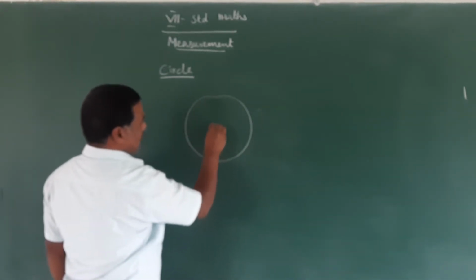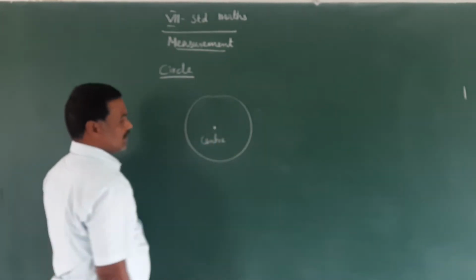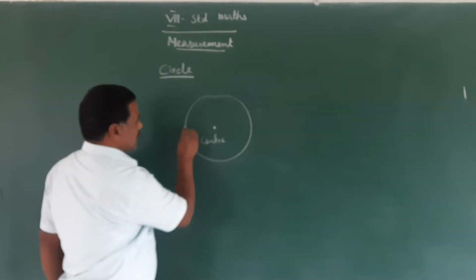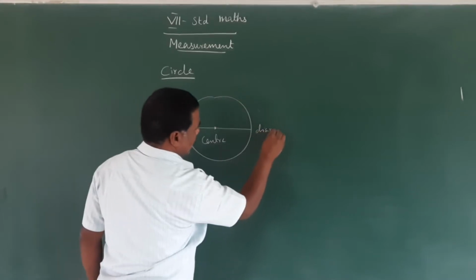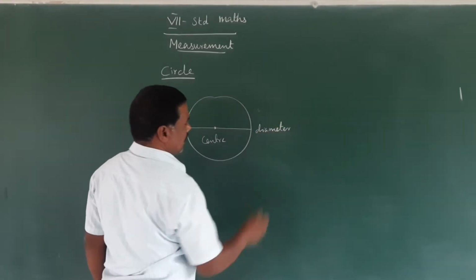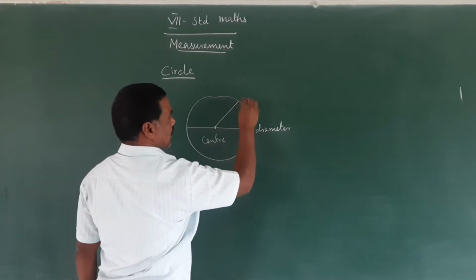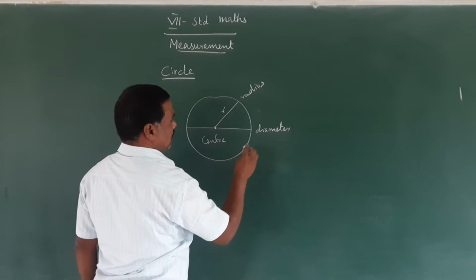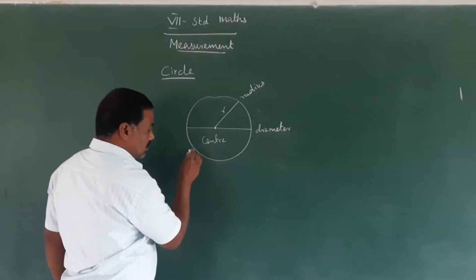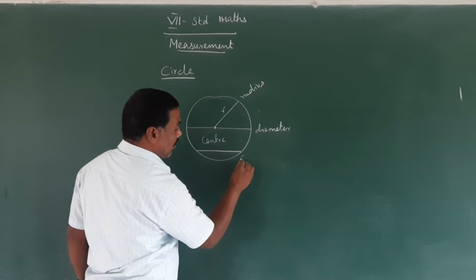This is the center point. Now this is the diameter. The line from the center to the circumference is the radius. And any two points on the circumference joined by a line, that is a chord.